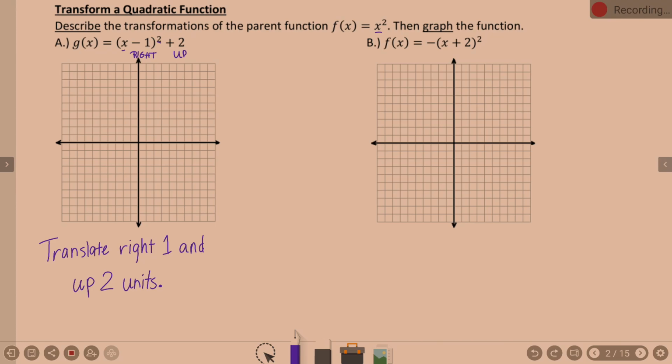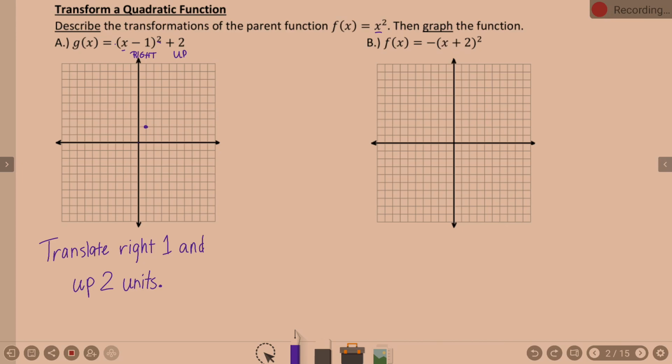We don't have anything else, do we? Do we have an A value out front here? There's nothing outside of my parentheses, so it's just going to be a normal quadratic. Let's graph it. Where does our parabola normally start? 0, 0. Where's it going? Right 1, up 2. Could you state the vertex if you had to?